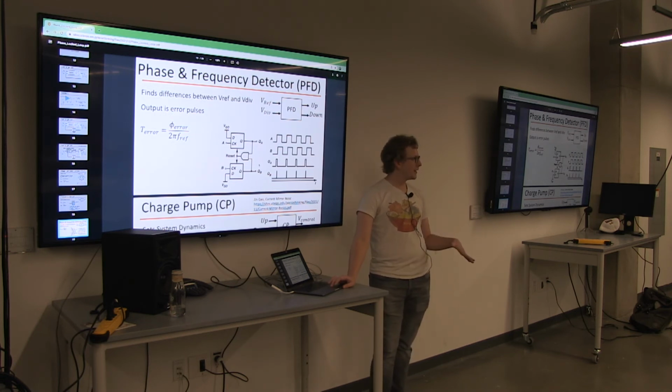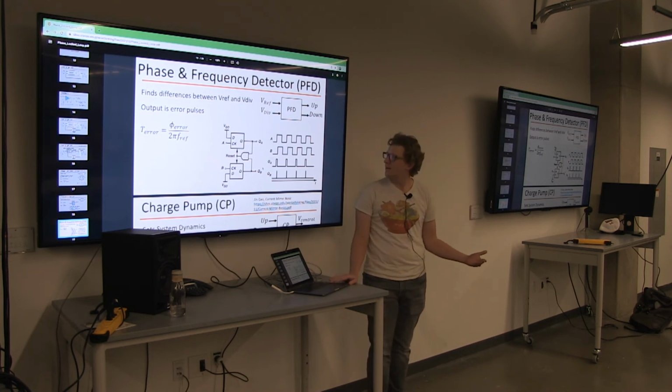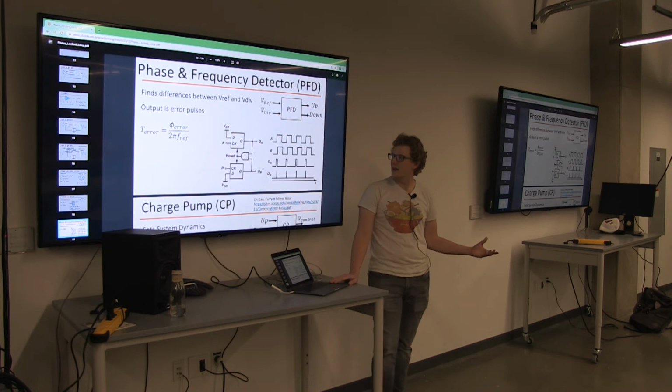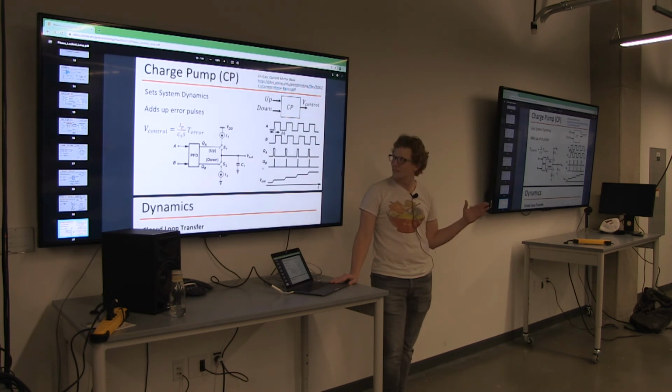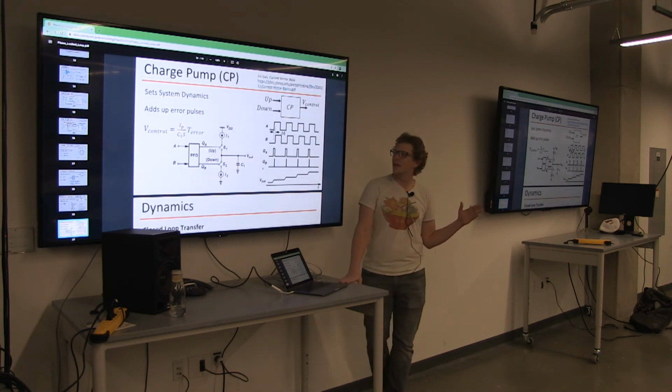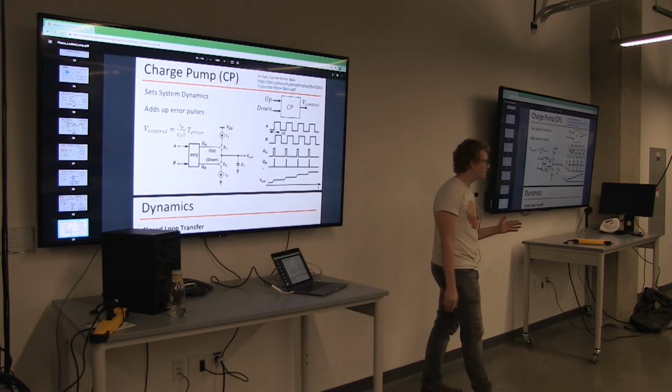So what we're looking for here is something that tells the difference between when the clocks arrive. By having that difference, we're able to calculate the error that it generates. Basically, this phase frequency detector makes a pulse for the difference between the two clocks, and that pulse tells us how we're supposed to move the needle, how we're supposed to move the oscillator.